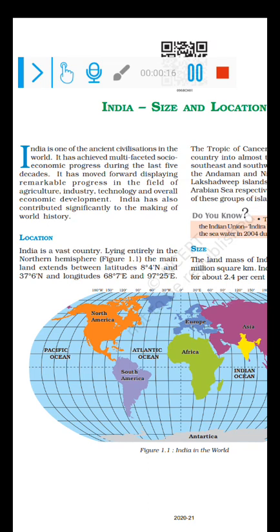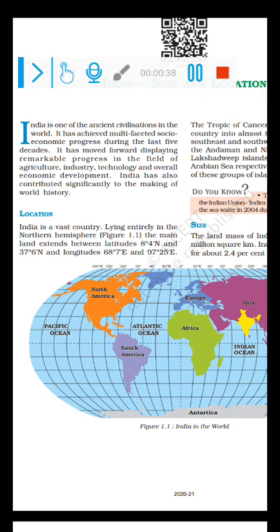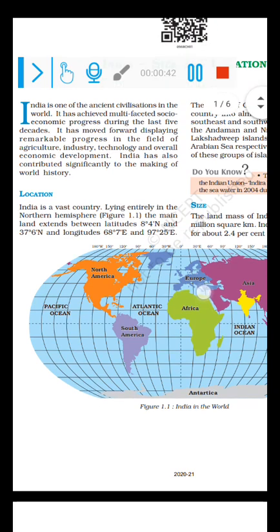So, in the first paragraph, they just said that India is a very ancient civilization. A very, very old culture, very old civilization. And over the 5 decades, a lot of years have passed, and there has been a very drastic progress in different fields of India, that is agriculture, economics, industry, technology. So there's a lot of technological advancements and economic developments in the different fields of India.